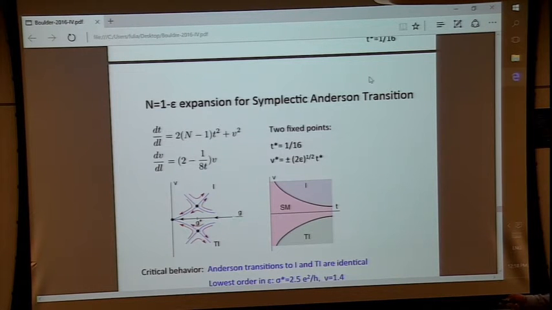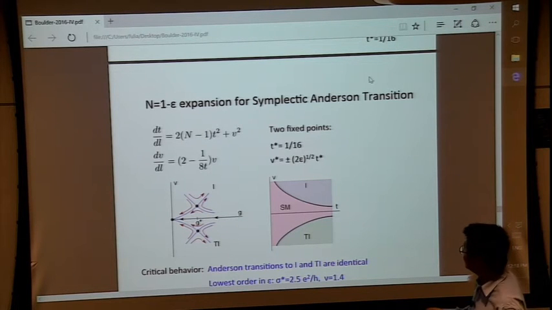They occur at a finite coupling constant t. G is basically inverse t. I'm changing notations, and v is the vortex fugacity. It leads to this flow diagram and this phase diagram, where in this region everything flows to the limit where fugacity goes to 0. This is basically a symplectic metal. In the symplectic metal phase, the vortex fugacity vanishes. We have essentially an ordered phase. Vortices are penalized. Small t is the ordered phase.